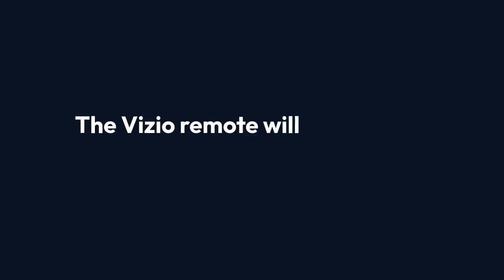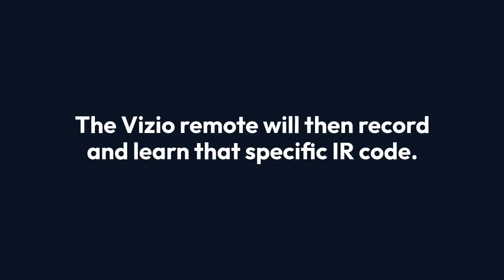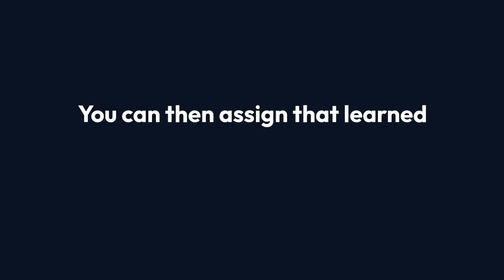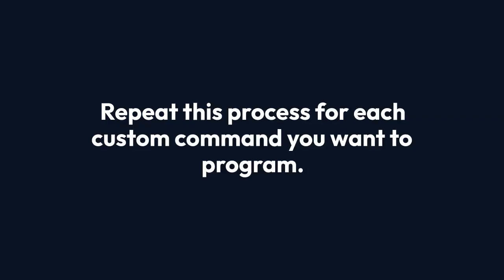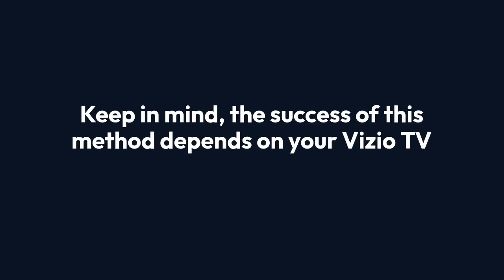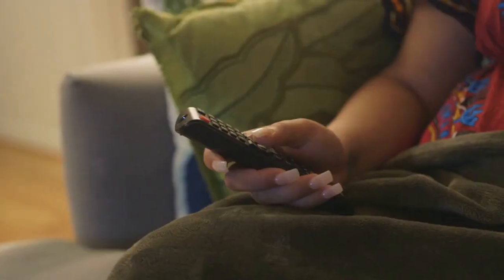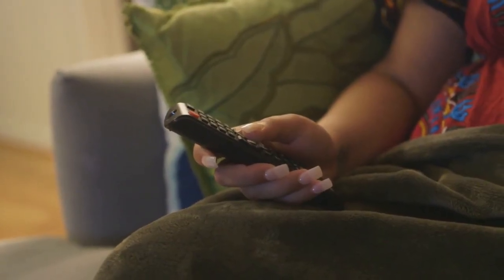The VIZIO remote will then record and learn that specific IR code. You can then assign that learned code to a specific button on your VIZIO remote. Repeat this process for each custom command you want to program. Keep in mind, the success of this method depends on your VIZIO TV model. Not all VIZIO TVs support IR learning. Check your TV's manual for specific instructions.